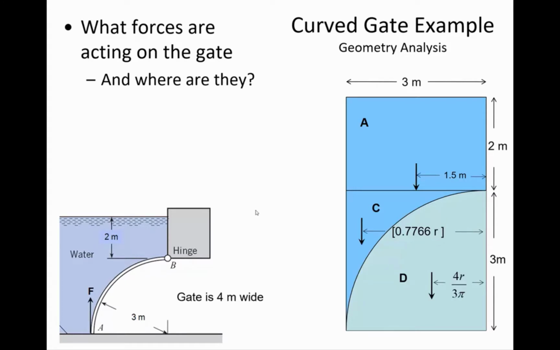Okay, so the magnitude FA is going to depend on the volume times the unit weight of the water. So what's the shape of A? 2 by 3 by 4 meters into the page. And so it's got a volume of 24 cubic meters that we multiply by the specific weight of the water in order to find its force.